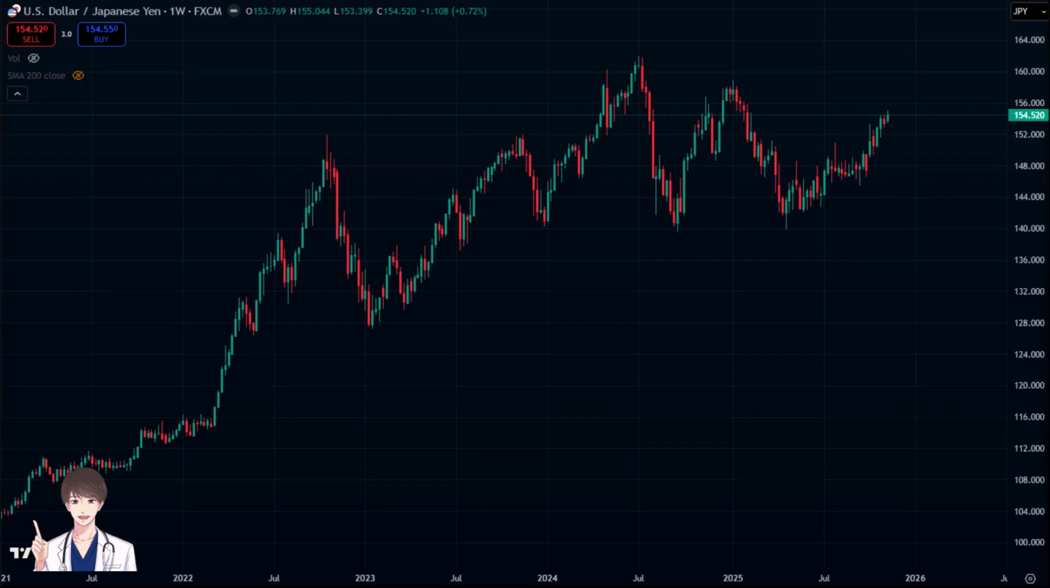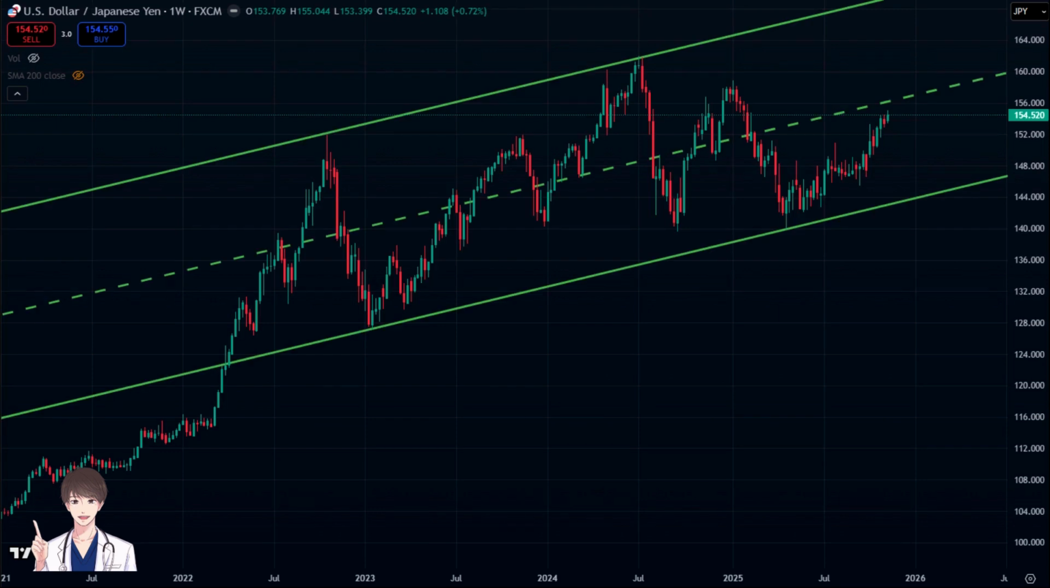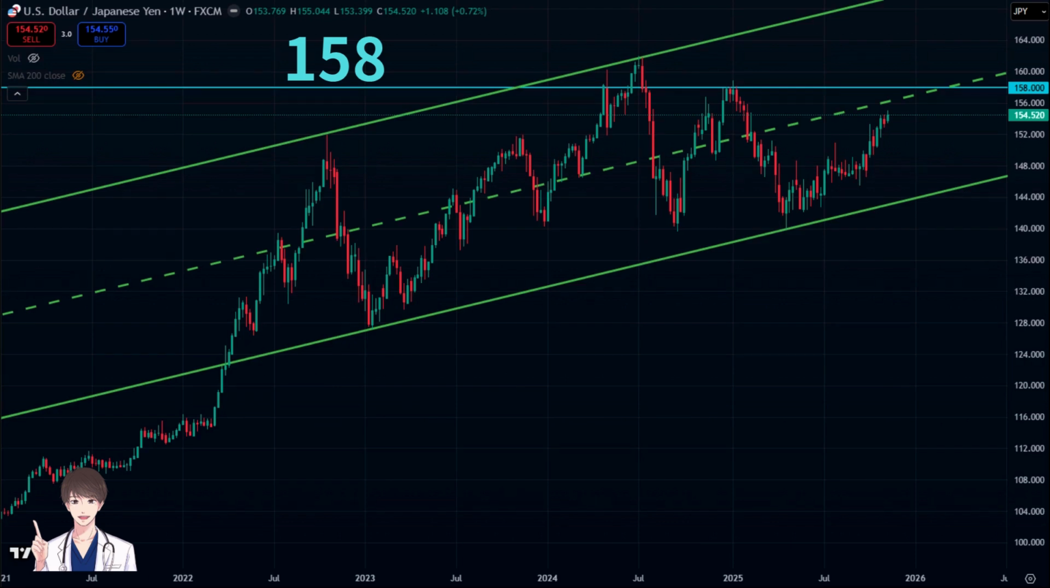Now, let's take a look at the weekly chart. On this time frame, we can draw an upward trend channel. The highs have been gradually declining since July 2024, allowing us to draw this descending trend line within the broader rising channel. Last weekend, the candlestick body broke above this descending trend line. This breakout signals a return to the broader uptrend, making 158, the level that was widely watched at the end of 2024, the next upside target.